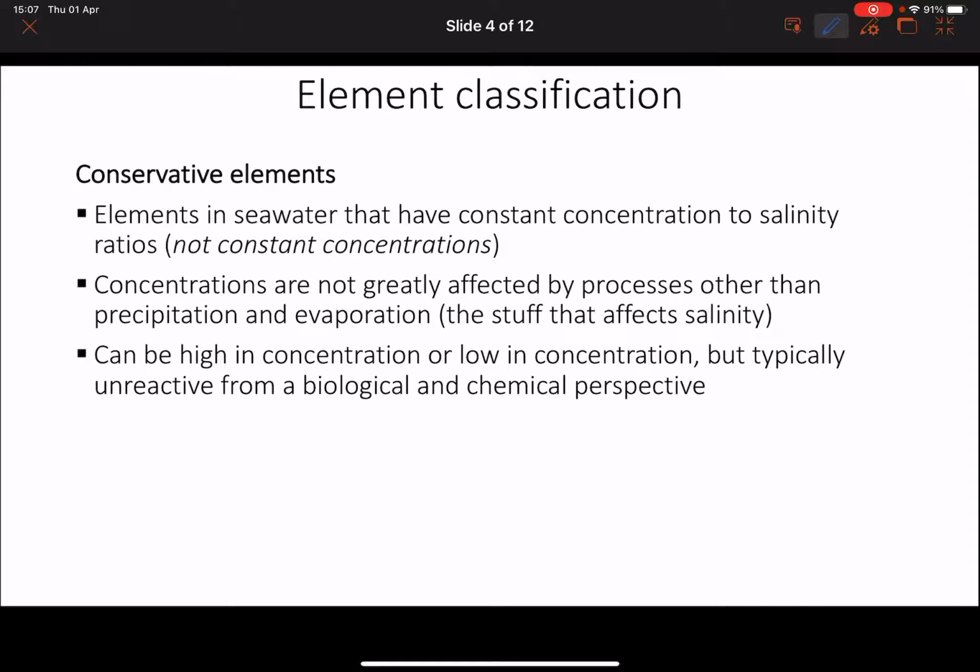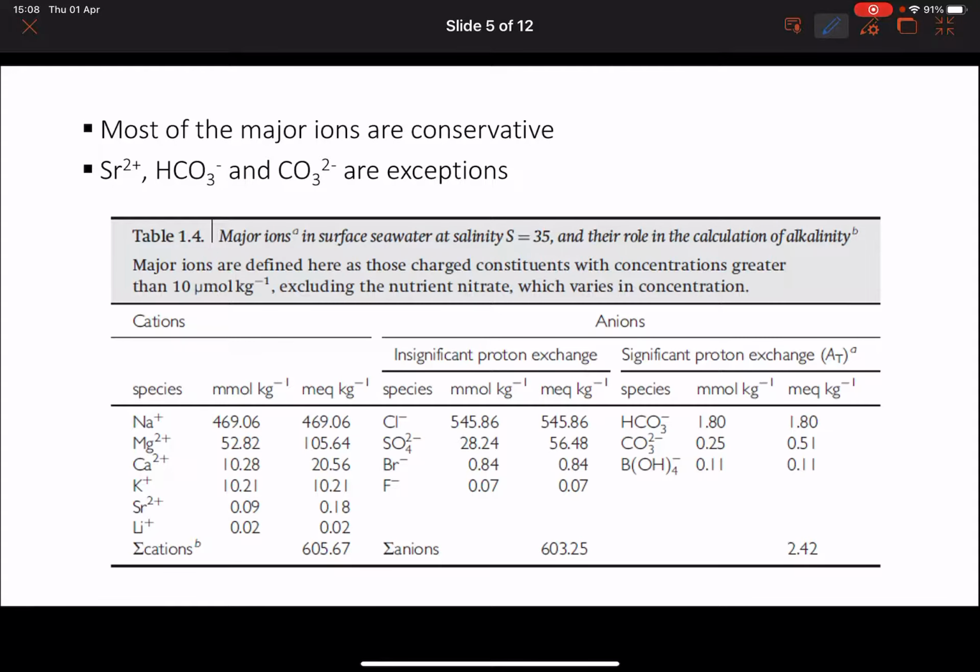And these elements can be high in concentration or relatively low in concentration. It's not necessarily about whether there's a lot of it or a little bit, but how unreactive it is from a biological and chemical perspective. It's the way it behaves, not necessarily whether there's a lot or a little. And so most of the major ions are conservative.